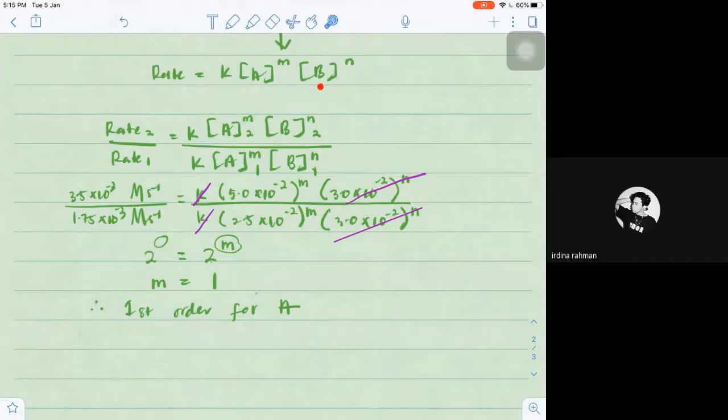So it is easier for us to choose 2 experiments with the same concentration of A. We choose 2 experiments with the same concentration of A to know what is the order for B. So look back at the data that we have in Table 16.1, page 706. Which 2 experiments have the same concentration of A?